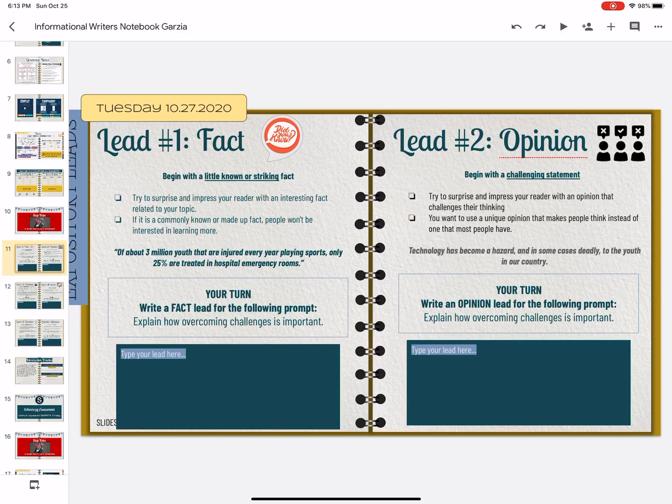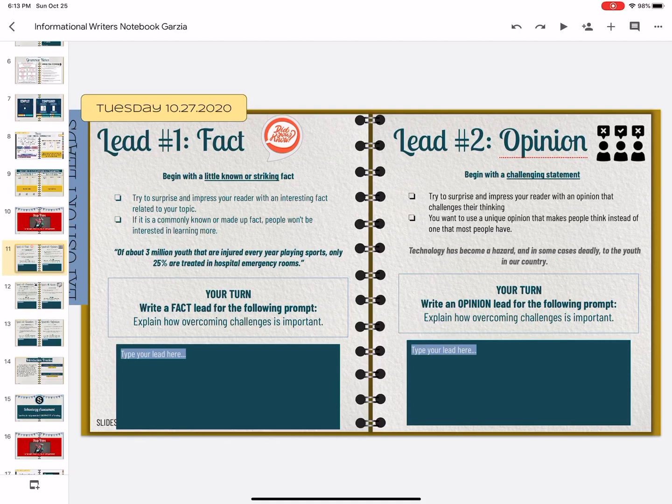Okay, so your turn. You are going to write a fact lead for the following prompt. Explain how overcoming challenges is important. You can research facts about challenges and how people overcome them. Do a little bit of research, get some background knowledge, and then come up with your fact. Do not make up a fact, okay? You have technology. You can use it. Utilize that to come up with a good hook.